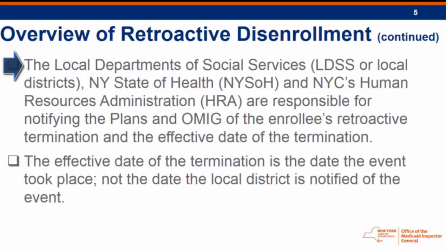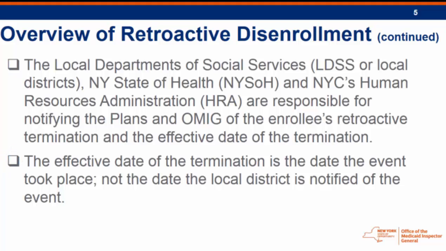The local departments of social services, LDSS or local districts, New York State of Health, and New York City's Human Resources Administration, or HRA, are responsible for notifying the plans and OMIG of the enrollee's retroactive termination and the effective date of the termination. The effective date of the termination is the date the event took place, not the date the local district is notified of the event.